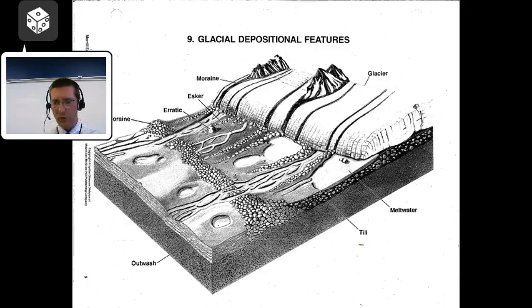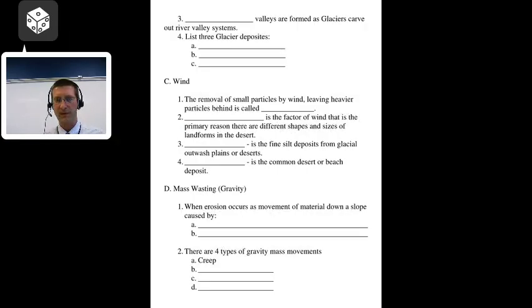And then the third one, boy, there's a lot of choices here. You could put meltwater, you could put outwash, you could put erratic, you could put esker. Any of those are good answers for glacial erosional features. All right, moving on to capital letter C, wind erosion.